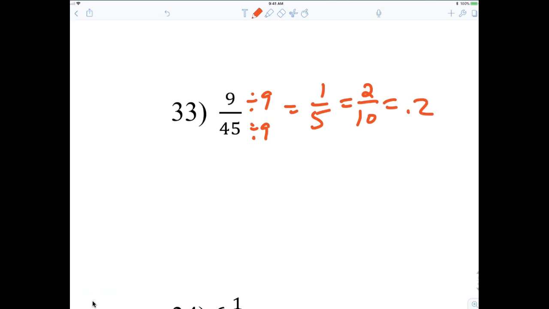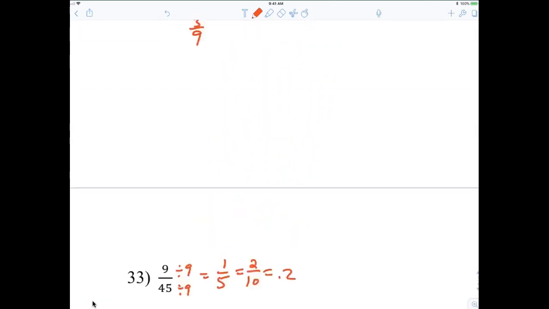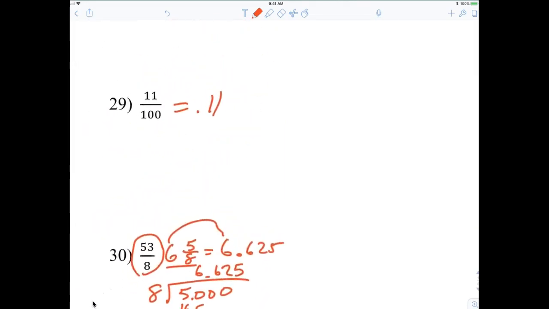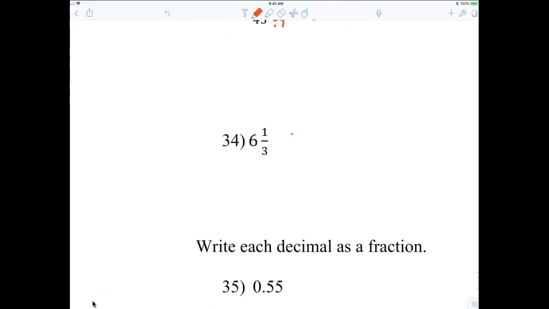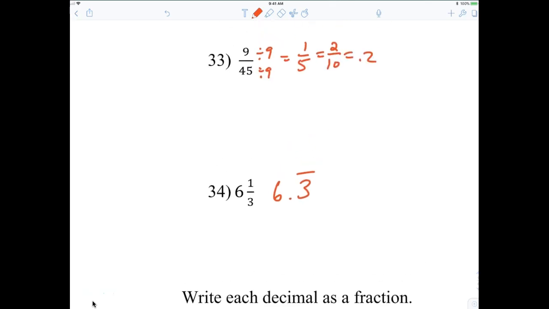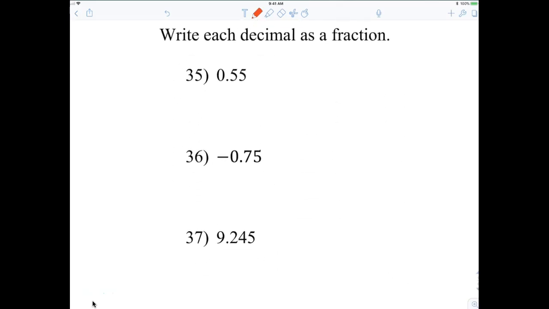All right, let's knock these out. I'll show you this one. Well, we already did this one, didn't we? 1/3 is the same as what? 0.3 with a hat. All right, now we're on the next problem. It's just changing a decimal to a fraction.